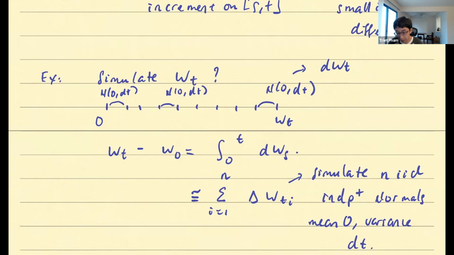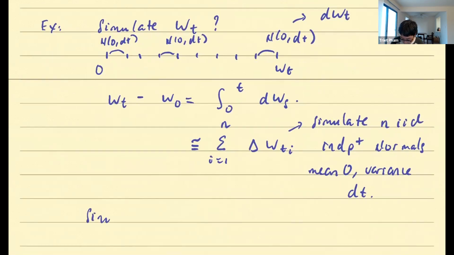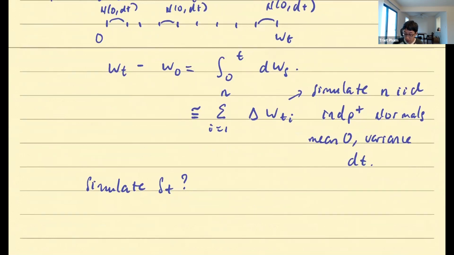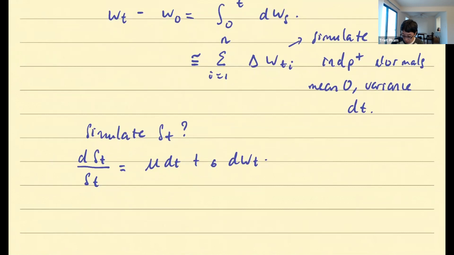How do I simulate my stock path? Well, for once, you got dS_t, the percentage returns, say dS_t over S_t is mu dt plus sigma dW_t. So I like this language because it's percentage return, but a lot of times you will see something like this.